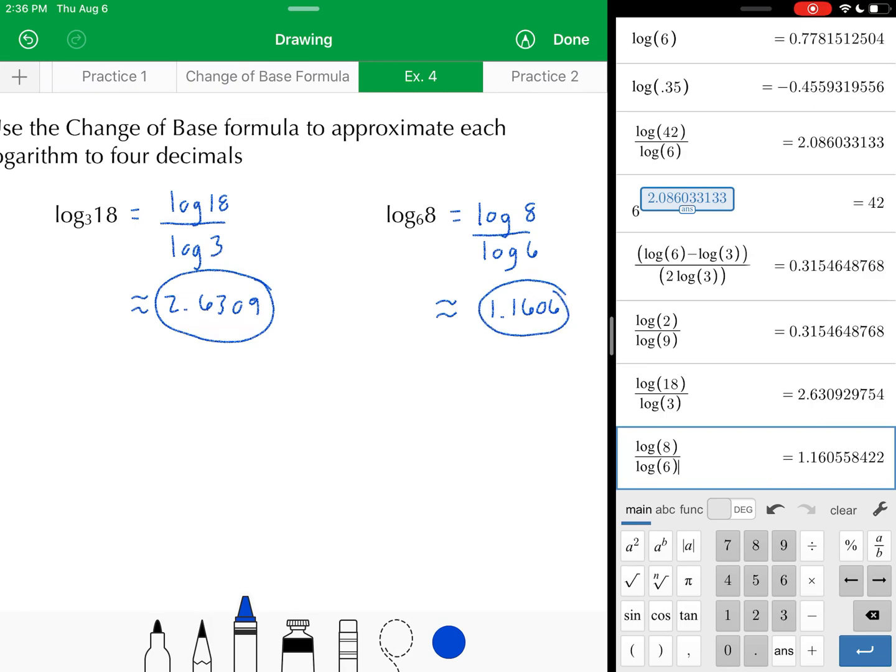Okay, now it's your turn. Move to practice 2 there. Try that yourself, and then come back, check your work with mine.